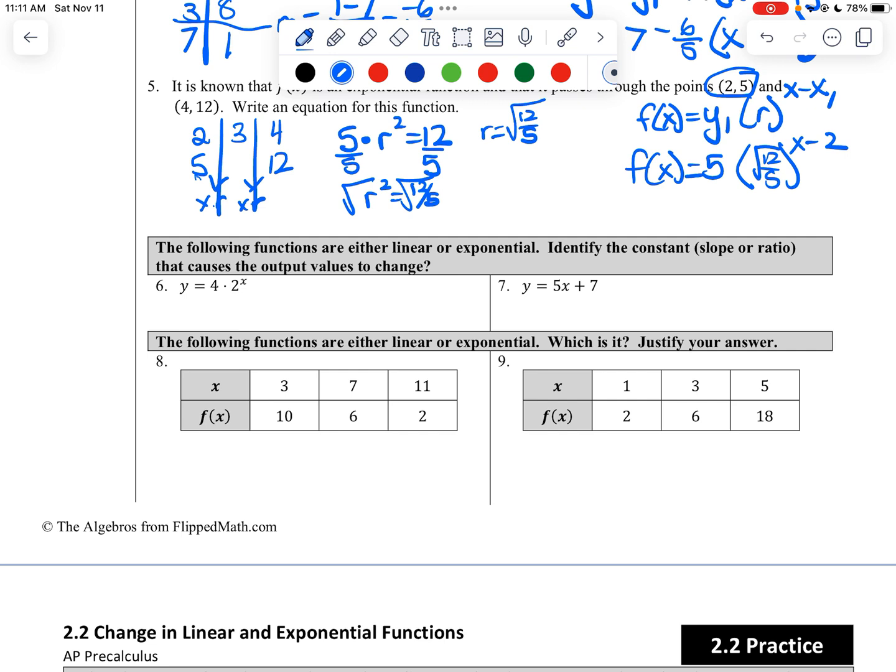And this next part's pretty easy. Are these linear or exponential? Well, this is definitely exponential. And identify the constant rate or slope. Well, this would have a ratio of 2. What about this next one? Well, I bet you know it's linear. And what is our slope on here? It is 5.